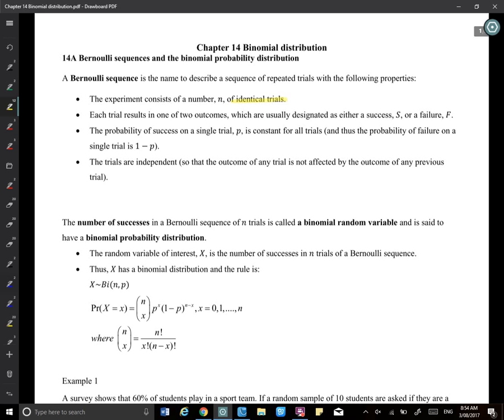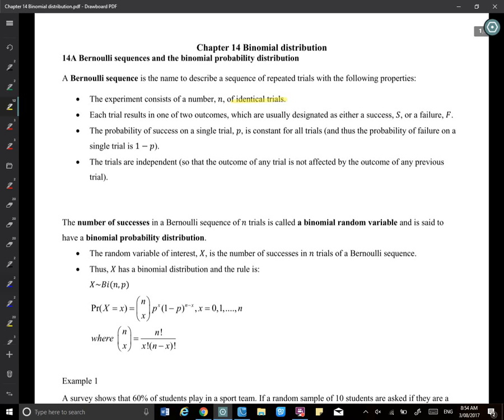Selection with replacement will be fine, because you select one thing, record what it is, and replace it. Then it's the same condition as the beginning, and you select another one and replace it. With replacement is identical trials. Without replacement is not identical trials. That's the first thing. Second, each trial results in one of two outcomes.